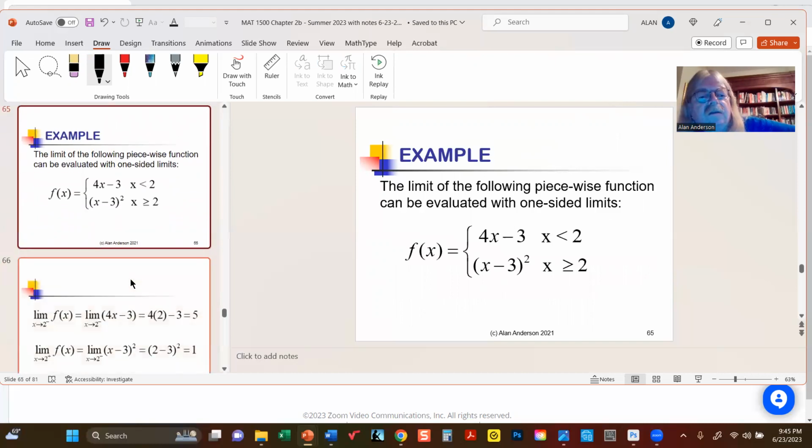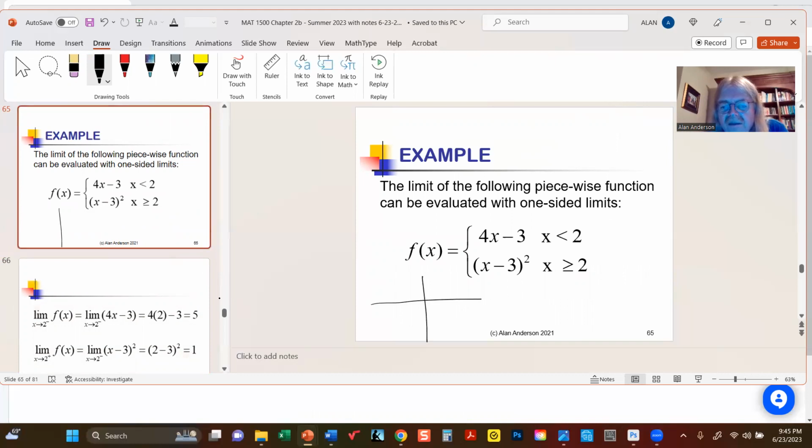Now, here's an interesting one. We have what's called a piecewise function, which means its behavior is very different over different intervals of the real number line. So this one, for example, you can see that when x is below 2, then this function is a straight line. It's going to approach, but not quite reach 2. So I'll indicate that with a hole. And then all of a sudden, it becomes a parabola.